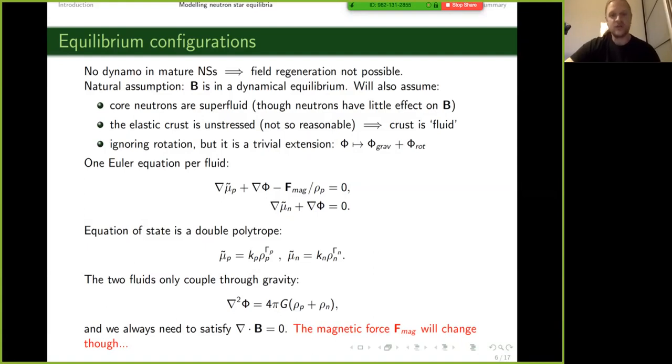In this work, I assume a double polytrope, which means that each of the two fluids obeys its own polytropic relation, although they don't have to be the same polytropic relation. So the overall star is not actually barotropic. And the two fluids are essentially uncoupled. They're only very weakly coupled because they sit in the same gravitational potential. Regardless of whether your star is normal or superconducting, you have to satisfy div B is 0. So the bit that changes is F mag, the magnetic force.